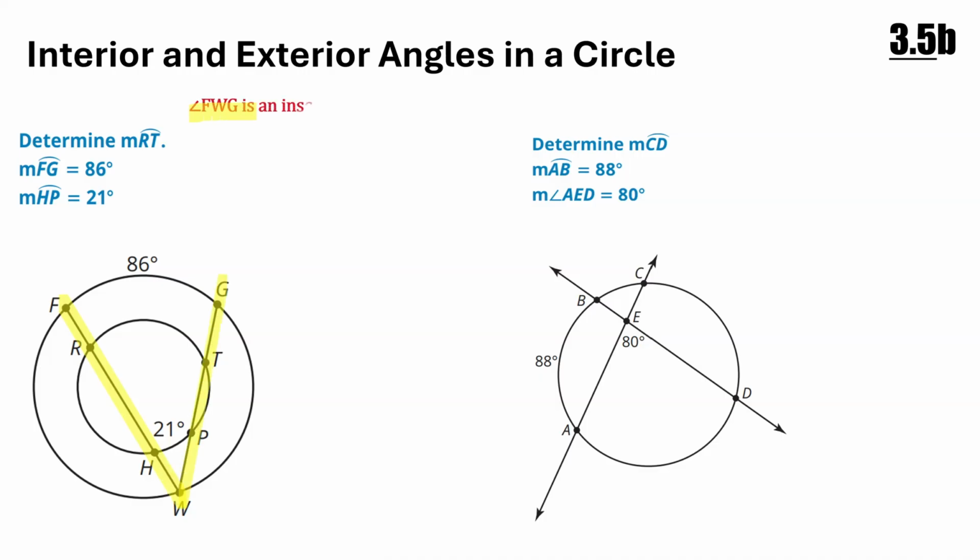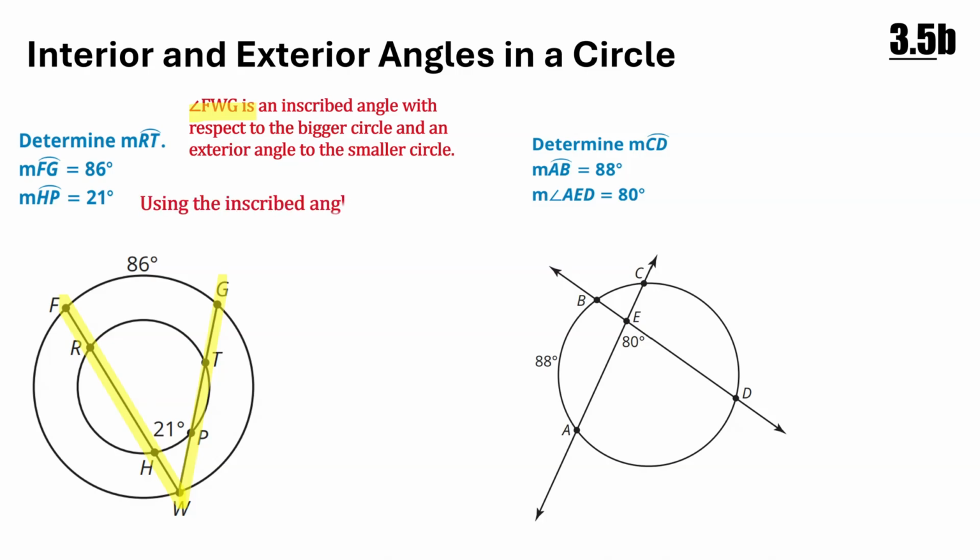Since angle FWG is an inscribed angle with respect to the bigger circle and an exterior angle to the smaller circle, you can start by using the inscribed angle of a circle theorem to state that angle FWG is 1/2 of 86. This means that angle FWG is 43 degrees.